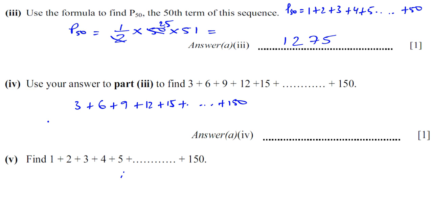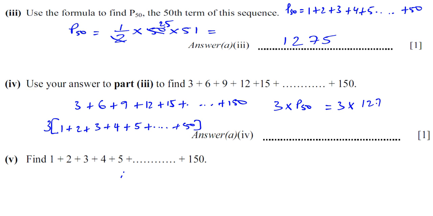So if I were to take 3 out as a common factor, you'll have 3 times 1 plus 6 divided by 3 is 2, 9 divided by 3 is 3, 12 divided by 3 is 4, 15 divided by 3 is 5, plus all the way up to 150 divided by 3 is 50. So what you have basically is 3 times the sum of the first 50 terms, which is going to be 3 times our previous answer, which is 3 times 1,275. And there we have the part 4 answer.